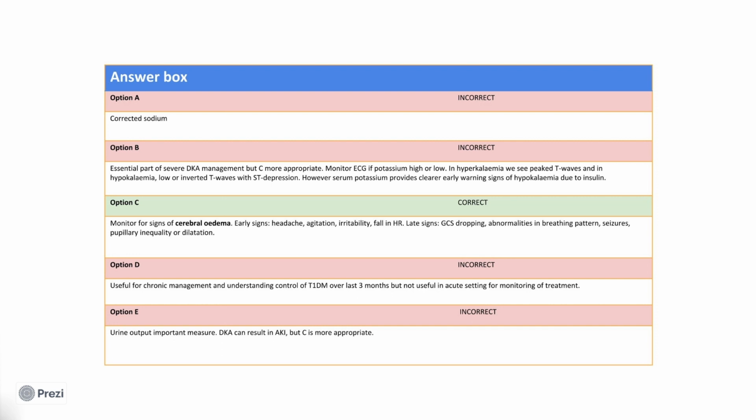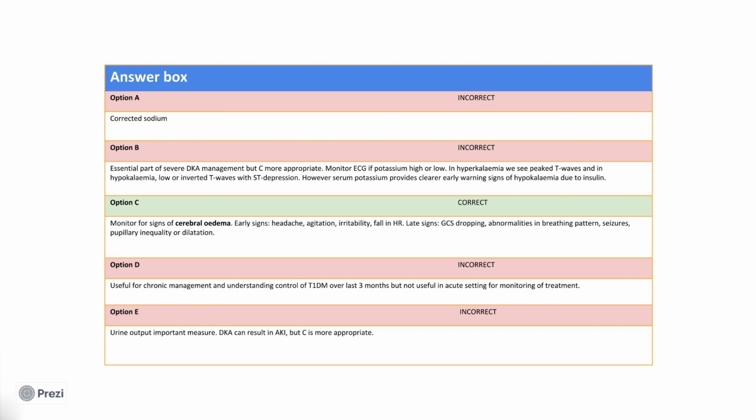Monitoring an ECG for signs of T-wave changes that occur with both high and low potassium levels is a good idea, but serum potassium will provide a much clearer early warning sign and is not an option here. Therefore, we should focus on cerebral edema. Early signs include a headache, agitation, irritability, and a fallen heart rate, whilst late signs include a dropping GCS, abnormal breathing patterns, seizures, and pupillary inequality or dilatation.